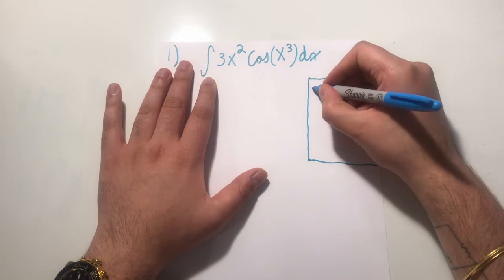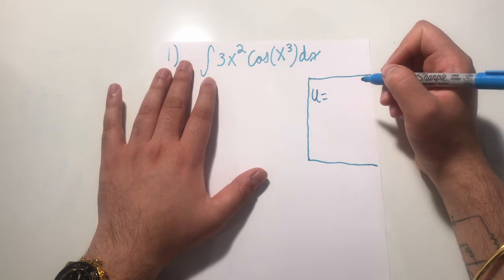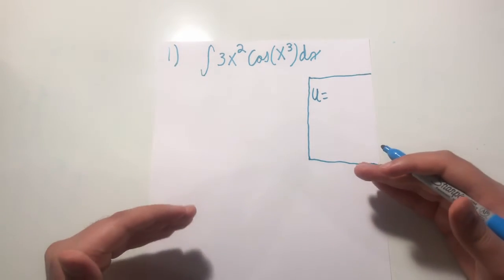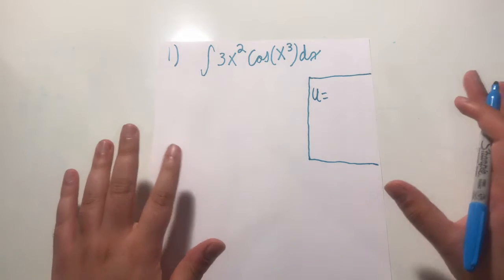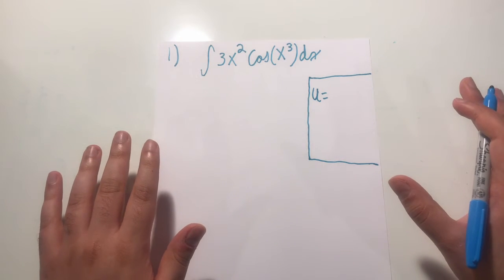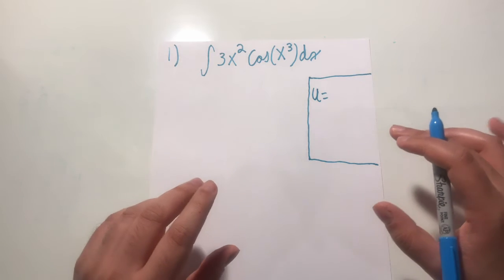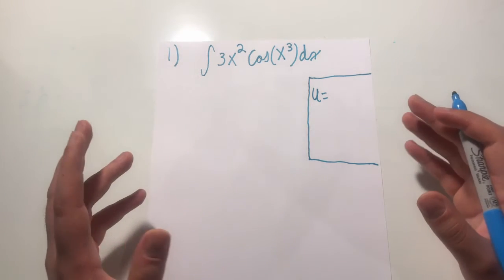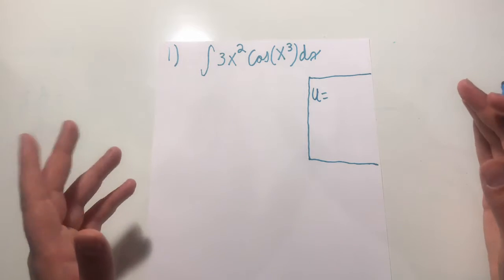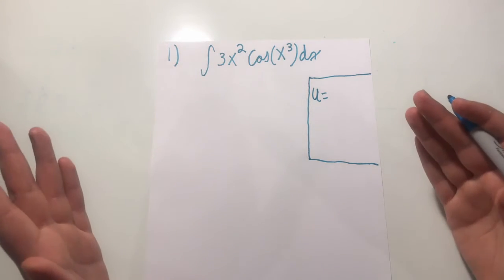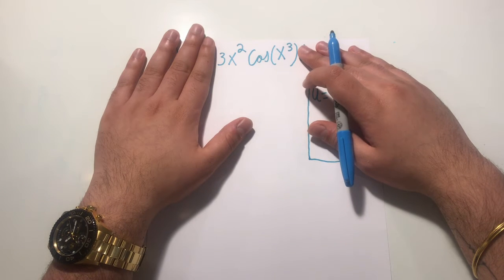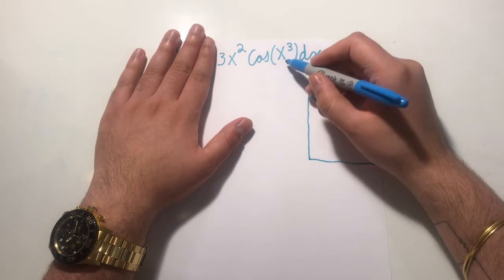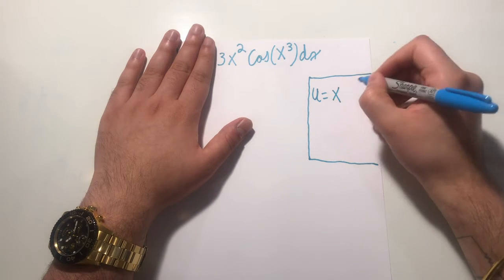Okay? So let's figure out what we're going to make u equal to. Like I mentioned before in the explanation, figuring out the actual substitution is the hardest part of using this method. There's no strict rule to it, but a general guideline would be to find an inside function and an outside function, the way you would look at something with chain rule, and make the inside function your u. So it looks like our x to the third is our inside function, so I'm going to make that u.